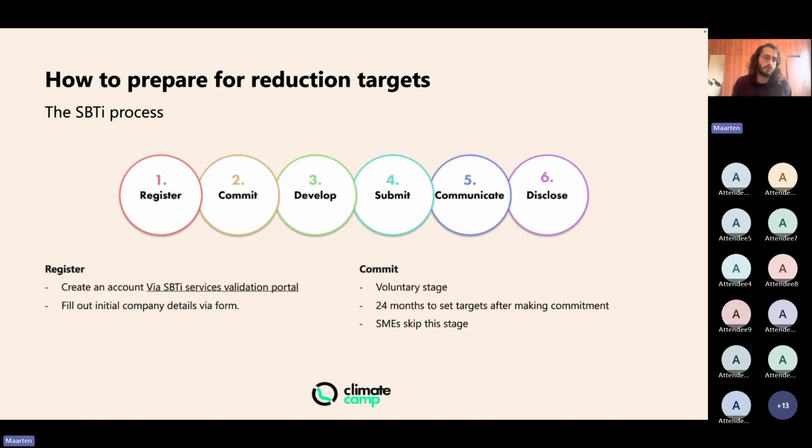You can go straight into setting your targets if you have done all your homework. But this is a sort of commitment that you can communicate, and then it starts a clock which says within 24 months, I need to set targets and I need to communicate them publicly. SMEs also skip this stage, but I will come back to this later.